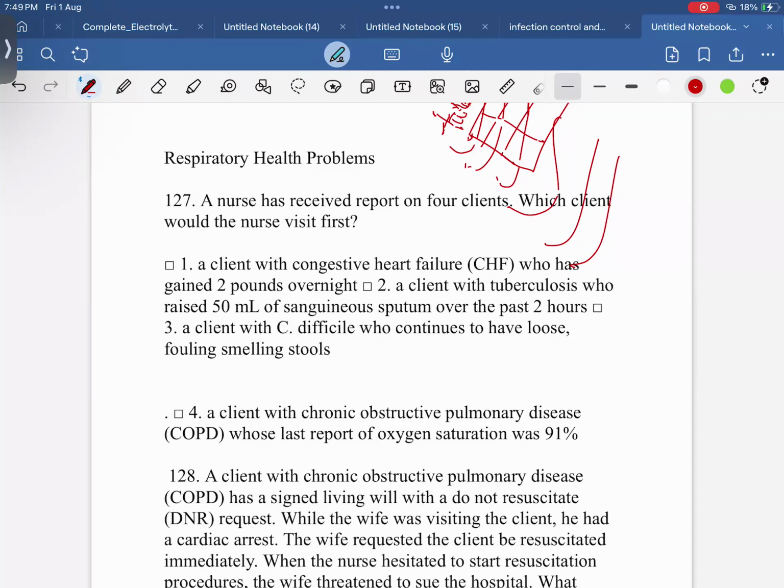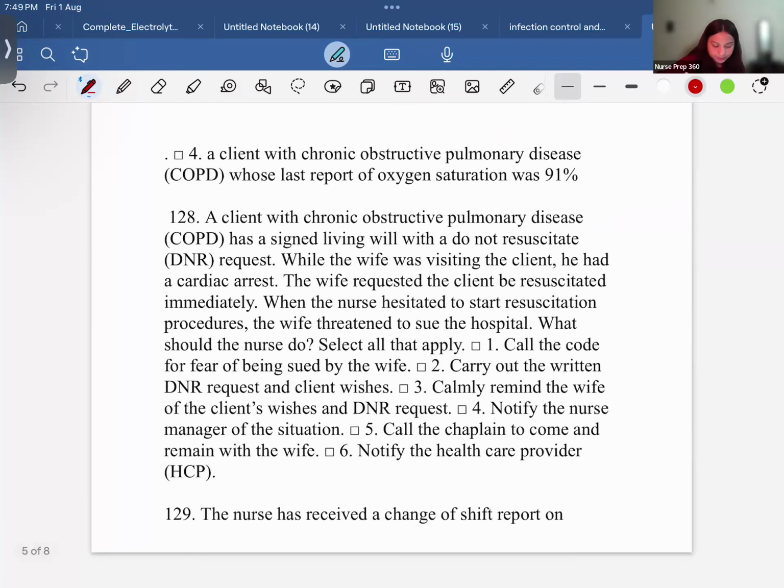Govinda, you're speaking to me or someone else? Okay, good. Let's go for this question number 128.